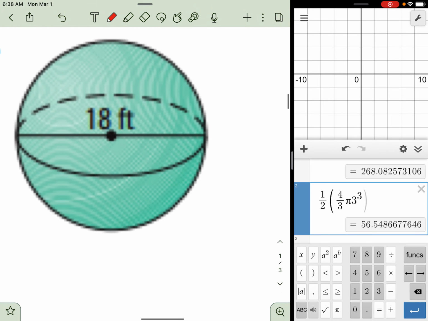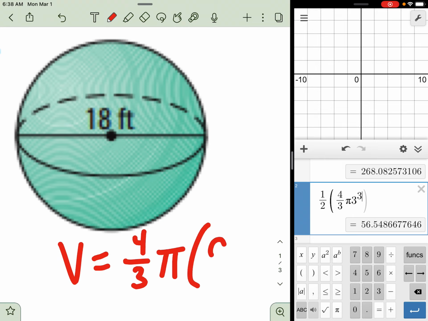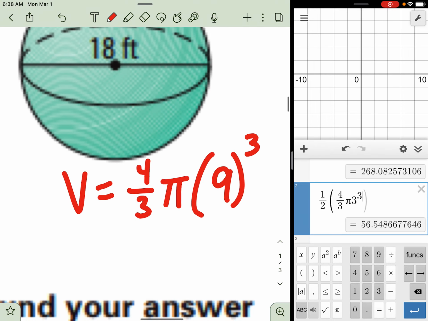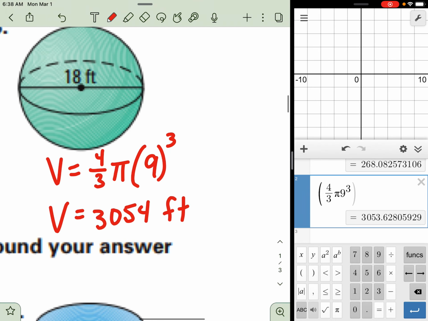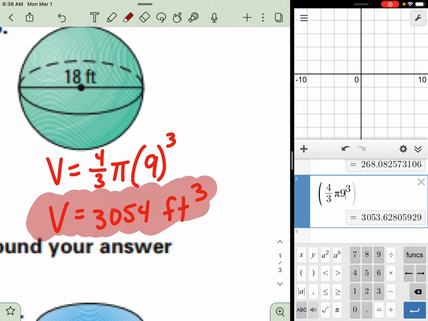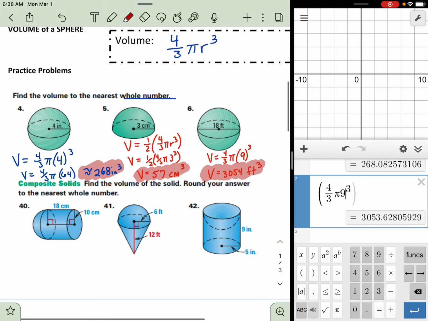Okay, last one of this type. Again, volume. Now this one is a full sphere, so we don't have to worry about the half. And this is pi, and then the radius here would be 9, because the whole diameter is 18. So it's 9 cubed. We plug that in our calculator. I'm just going to remove this 1/2, 4/3 times 9 cubed would be 3,054 when you round it, because it's 53.6 feet cubed. So pretty simple on those ones. Just use the volume formula, 4/3 pi r cubed.